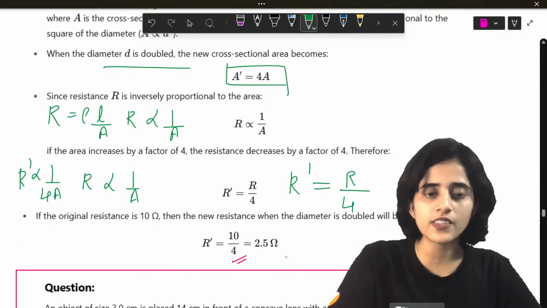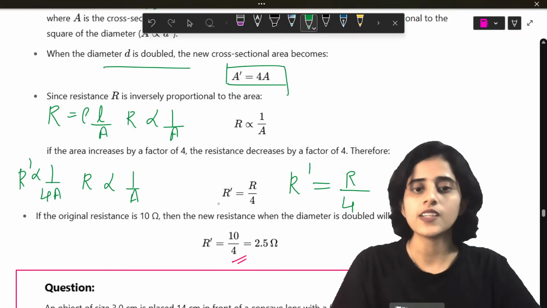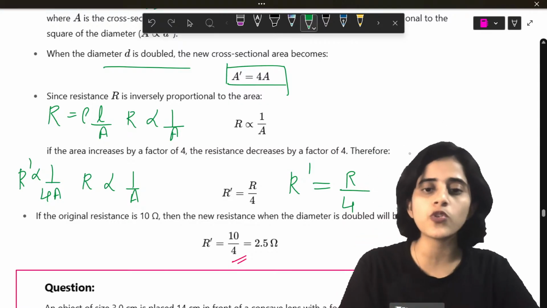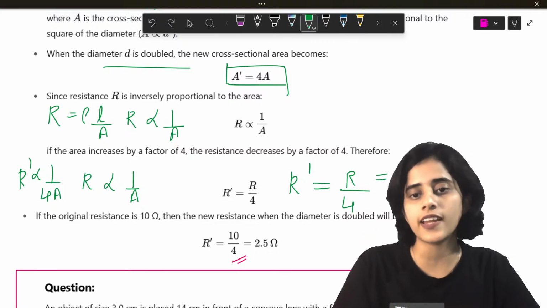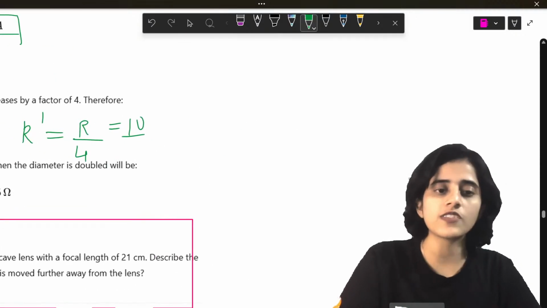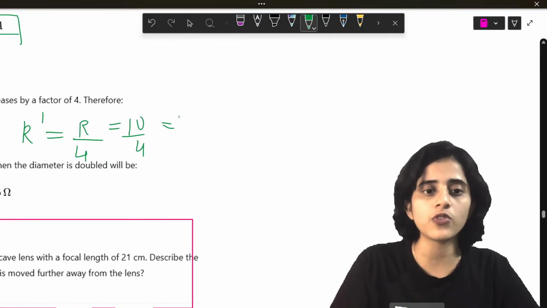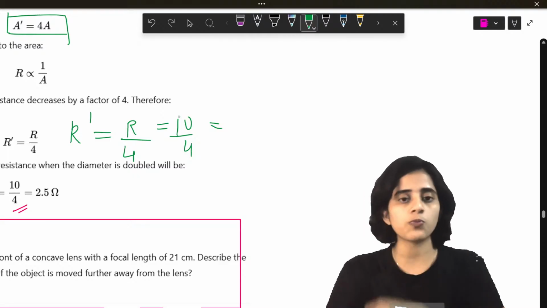Are you understanding this, students? Yes. So R dash will be R by 4. Now what is the value of R? 10. So 10 by 4, you will get the answer as 2.5.